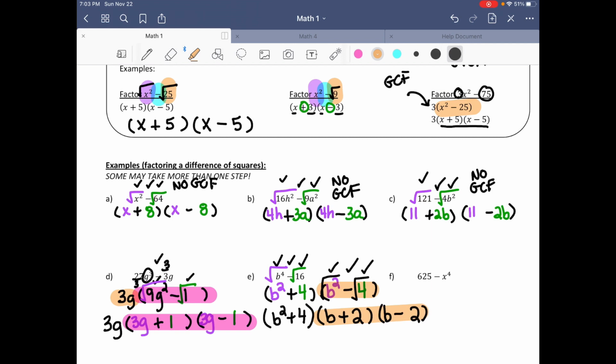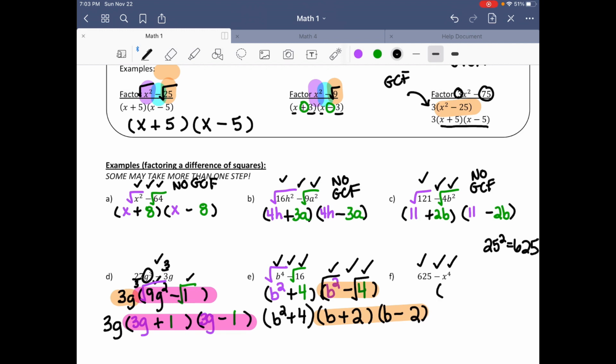All right, so looking at the next example, we have 625 and x to the 4th. When I look at this example, I have the subtraction, so we still have that. Now, if you take the square root of 625, it is 25. So that is a perfect square because 25 squared equals 625.